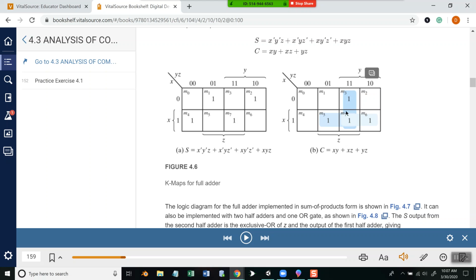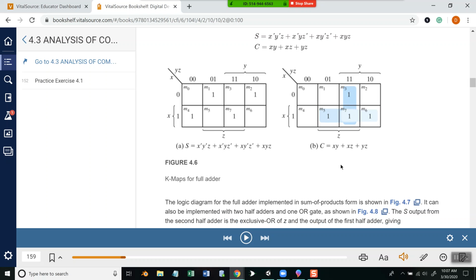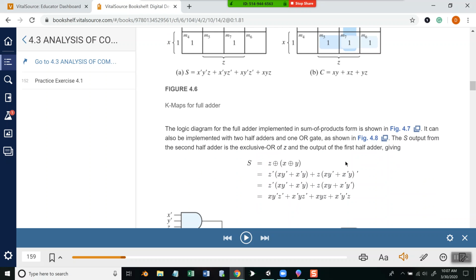And then a grouping of M7 and M6. If I came straight over, that's X. Coming straight up, I got Y is 1, Y is 1, Z is 1, Z is 0. Z's are different, so I drop them. So that gives me XY, which is our first term. Logic diagram for full adder implemented in sum of products is shown in figure 4.7. It can also be implemented with 2 half adders and 1 OR gate, as shown in figure 4.8.